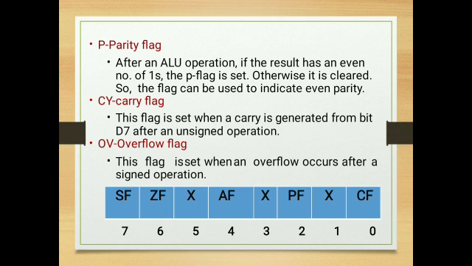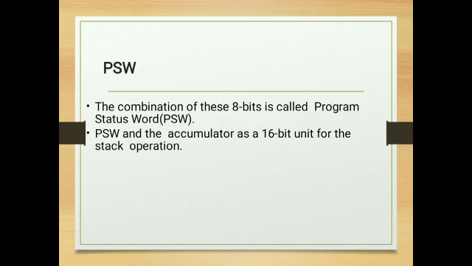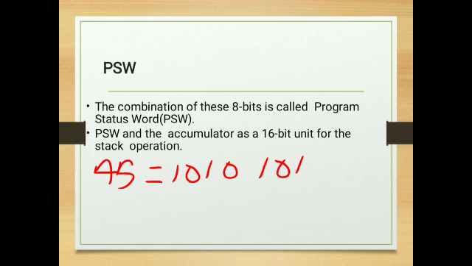I will explain through an example. I take two data, A and B. A in binary form is 10101010, and B is 11011011.